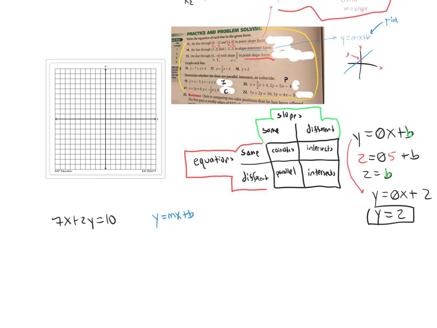So you could subtract 7x from both sides. You get 2y equals negative 7x plus 10. Then you could divide both sides by 2. You'd have y equals negative 7 over 2 x plus 5, actually. So that's the equation there.